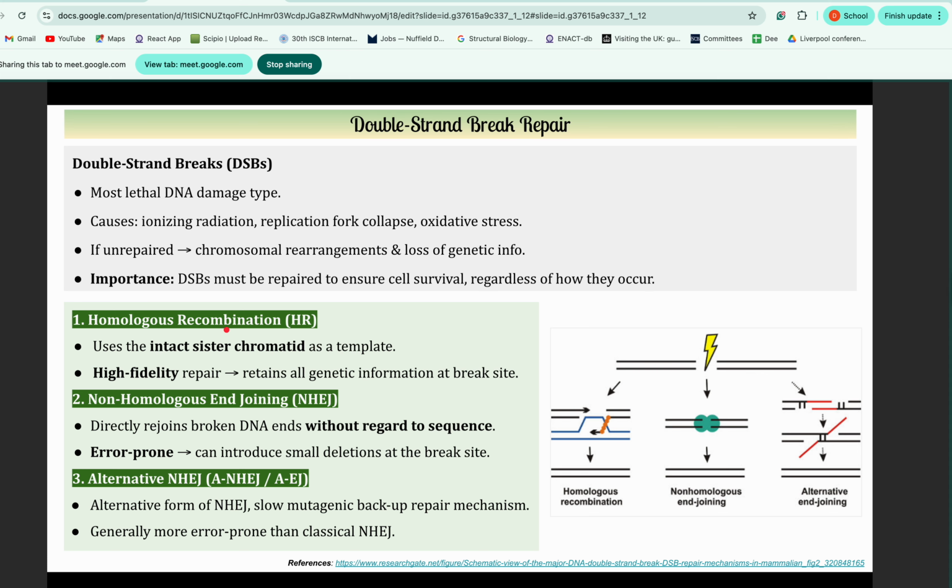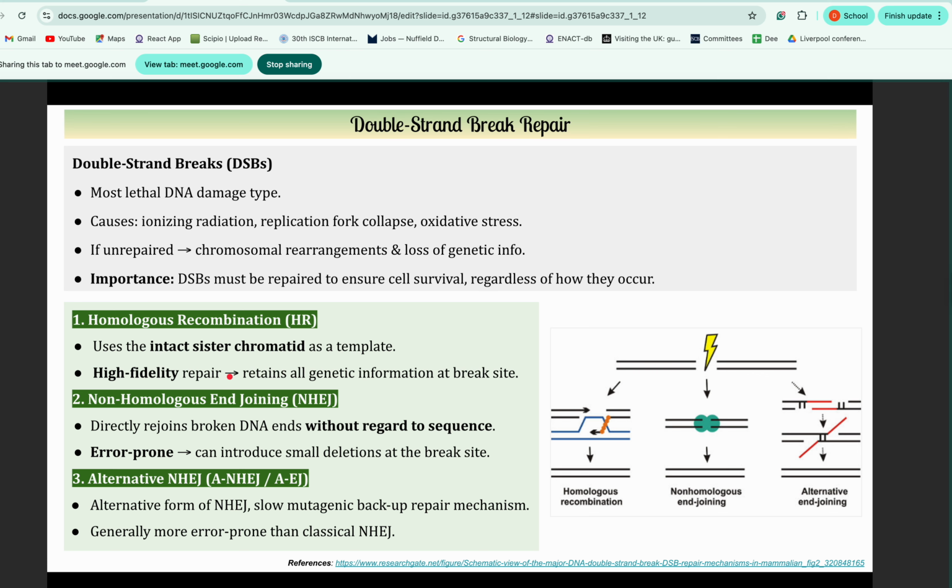In this we will be mainly focusing on three main mechanisms. One is homologous recombination, the second is non-homologous end joining, and the third is alternative NHEJ, or alternative end joining, which is also another name for this. In homologous recombination, as the name suggests, we are using homologous information, meaning two sequences that share some similarity. In this case we use the intact sister chromatid as a template, to take information from it and synthesize the region which is broken in the DNA being considered.